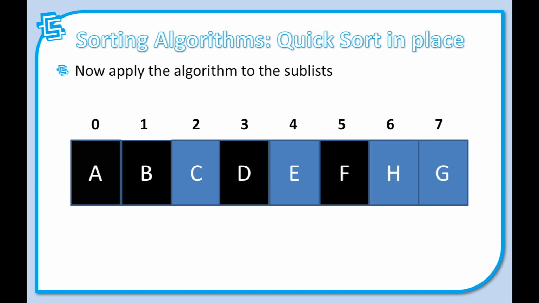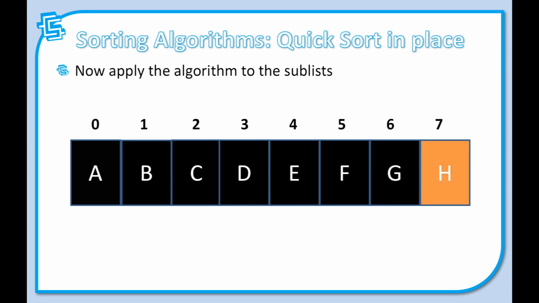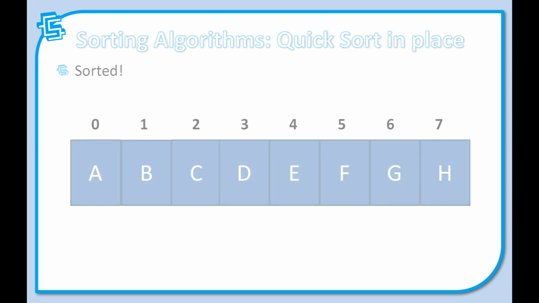Then we've got a series of lists of 1. These can automatically be locked if they're a size 1 because they're already sorted. Finally, we've got H and G to compare. They're the pointers, so they need to swap, they do. We lock the orange one, we've got 1 left, we can lock that automatically. This is how we do a quick sort without having to use recursion.